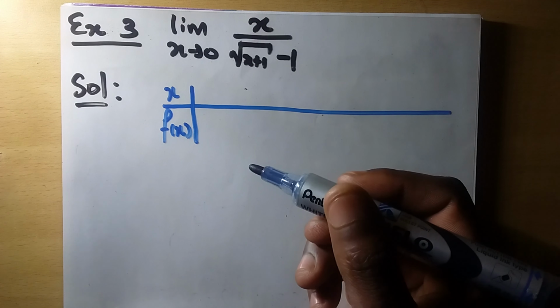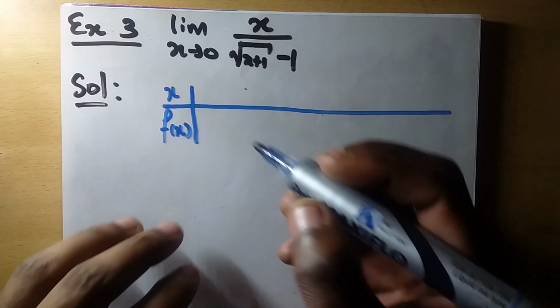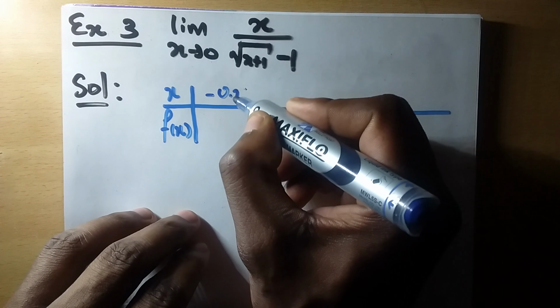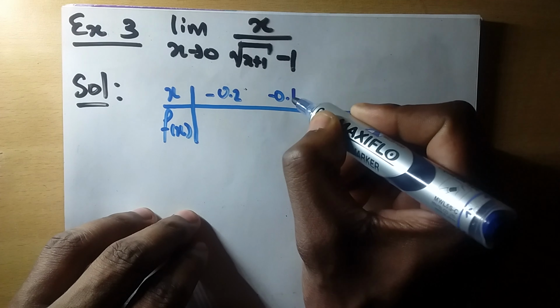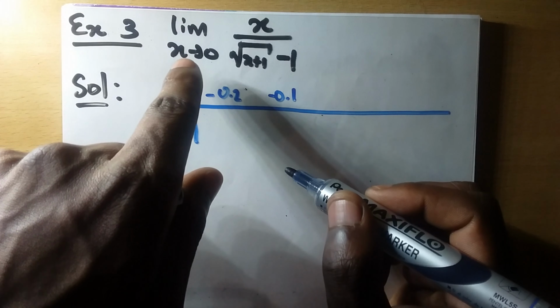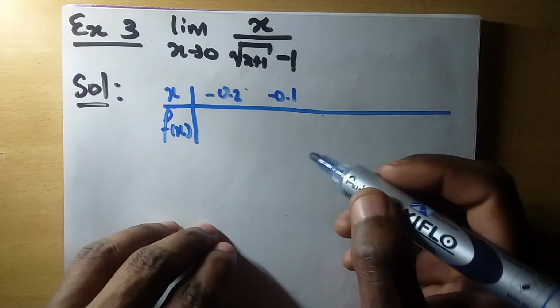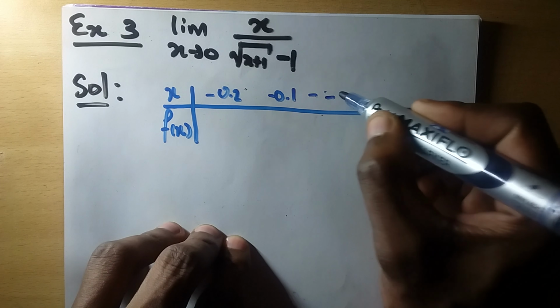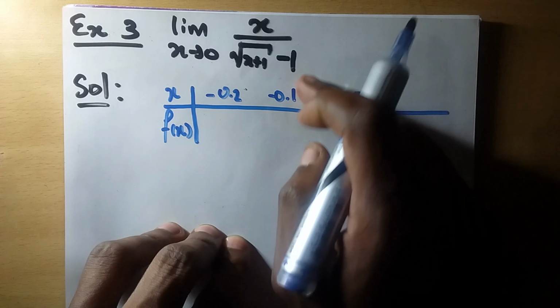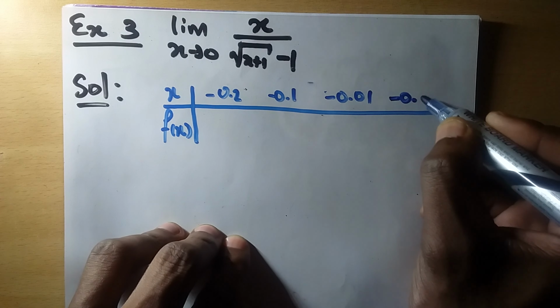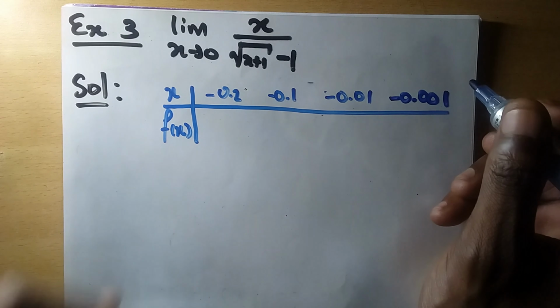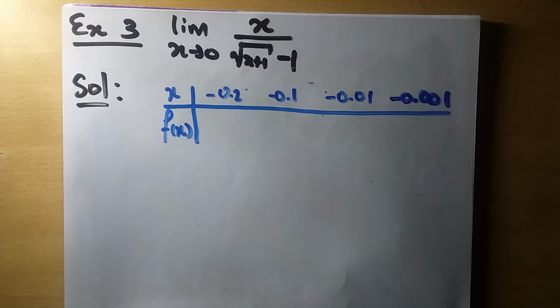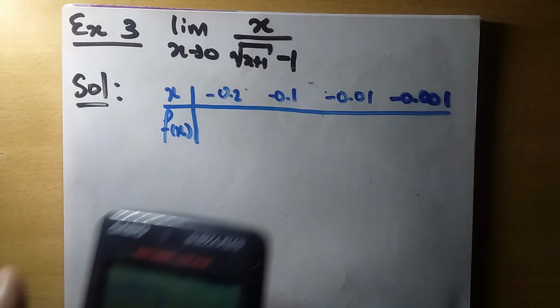So as I said, you always take values of x which are relatively close. So let me take from negative 0.2, negative 0.1. Our x is 0 this time, guys, please take note of that. And have negative 0.01, negative 0.001. We're going to do the same thing, substituting all the values that we have.